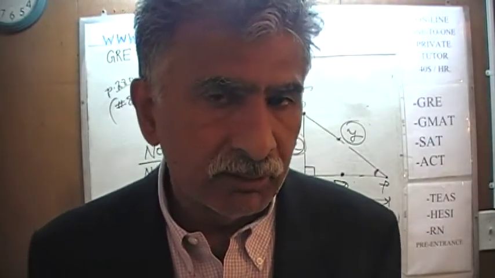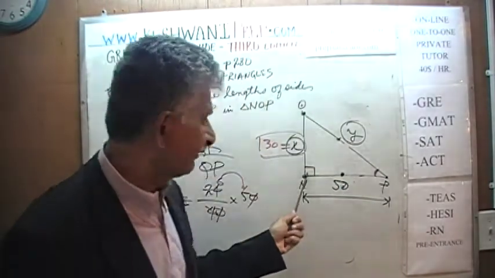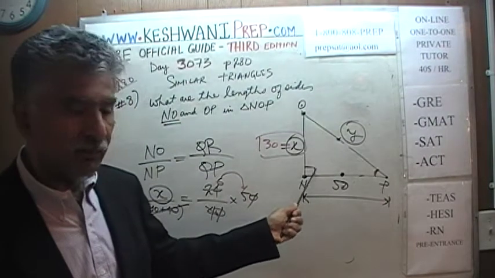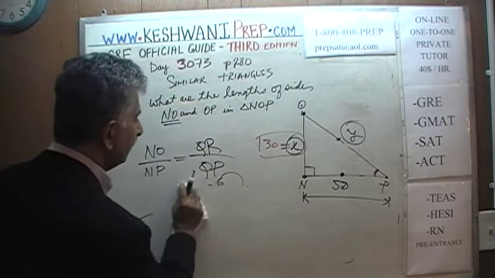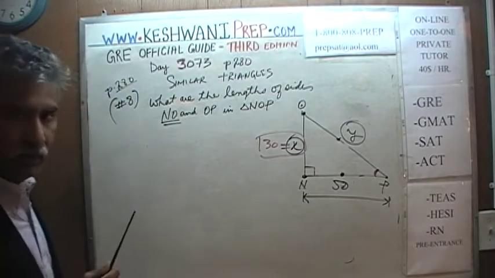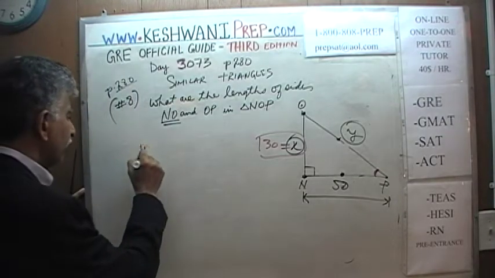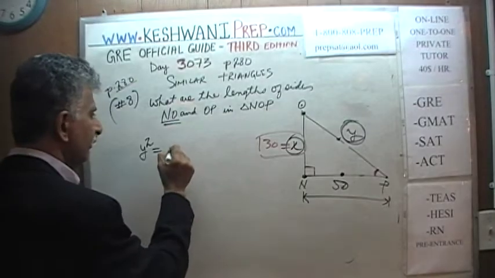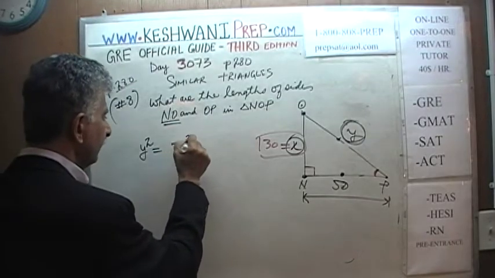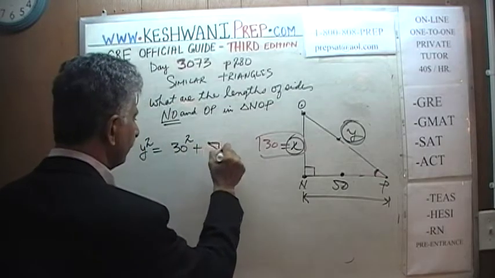How do we know it's the longest side in the triangle? Because it faces the biggest angle in the triangle. It faces 90 degrees. That's fine, shall we? As we said, a simple application of the Pythagorean theorem would do the job. The Pythagorean theorem tells us that the square of the hypotenuse, which we're calling Y, has to equal the sum of the squares of the other two sides, 30 squared and 50 squared.